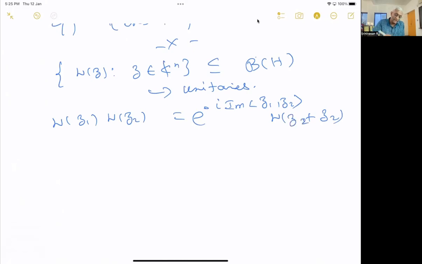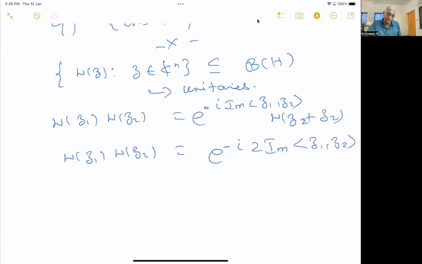If you apply it again for z2 plus z1, this just says that W(z1) W(z2) equals e to the power minus 2i times the imaginary part of the inner product of z1 and z2, times W(z2) W(z1). So they commute up to this scalar. W(z1) and W(z2) commute up to this scalar.